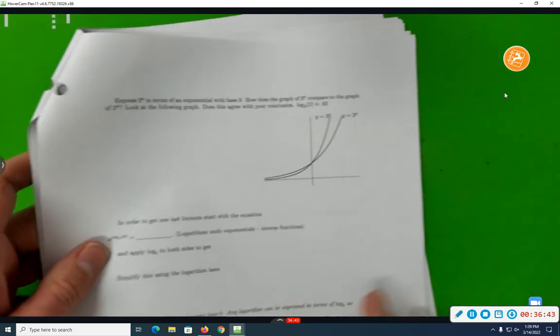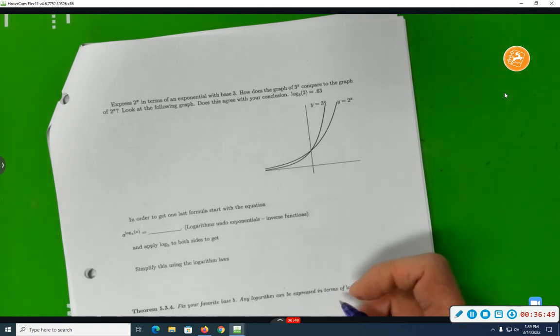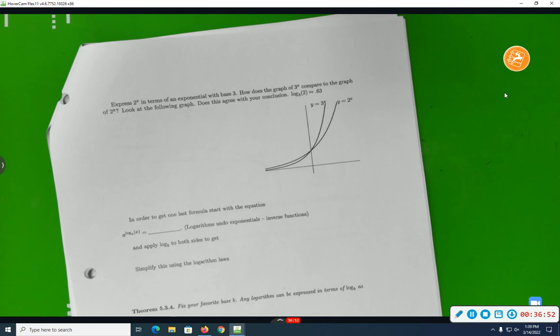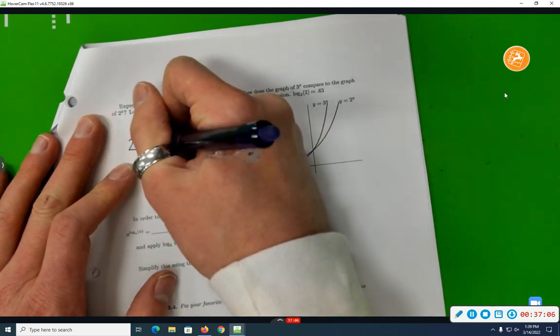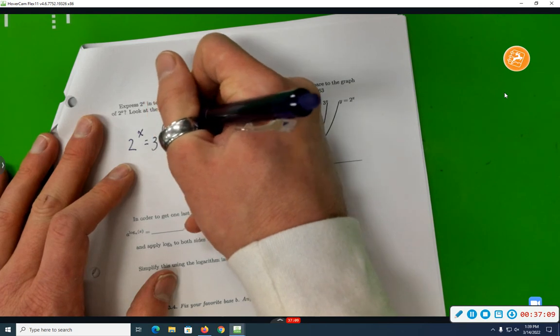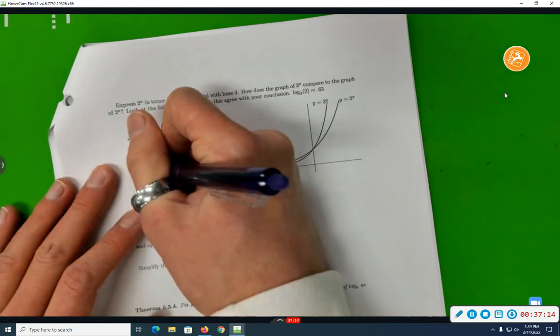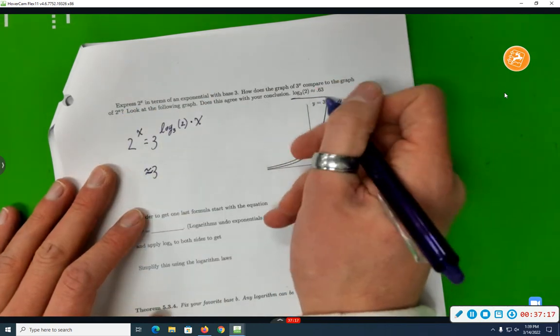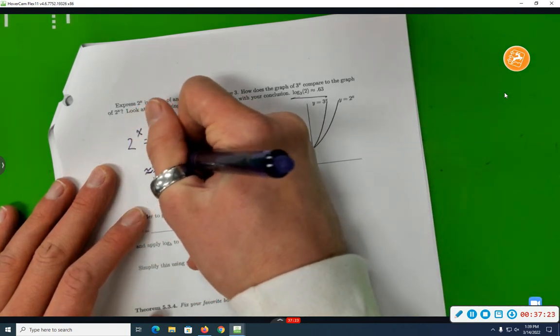Okay, well, no, let's do this example too. So here's the graph of 3 to the x and 2 to the x. I said something about there being a horizontal compression or stretch. Let's see if this actually holds up. So the change of basis formula says that 2 to the x is the same as 3 to the log base 3 of 2 times x. And right here, the log base 3 of 2 is somewhere around 0.63.